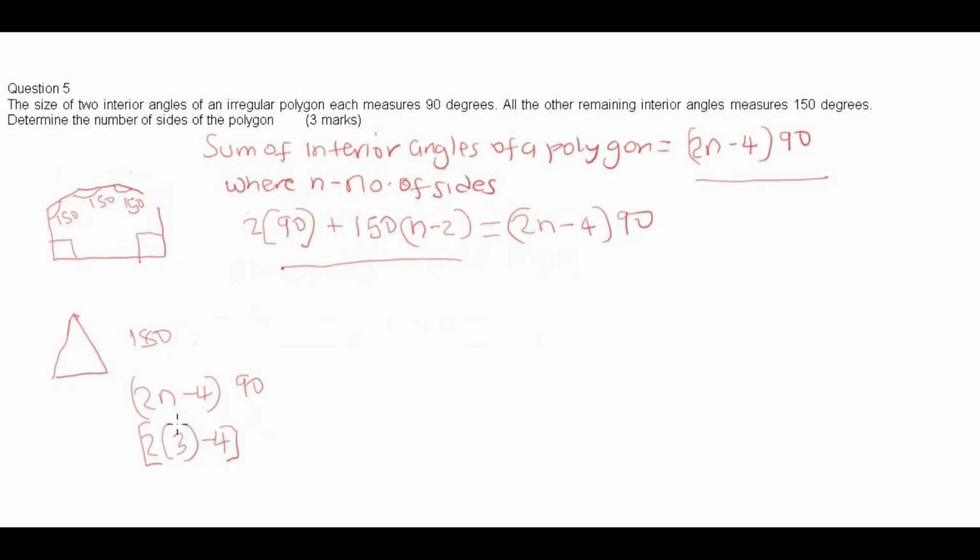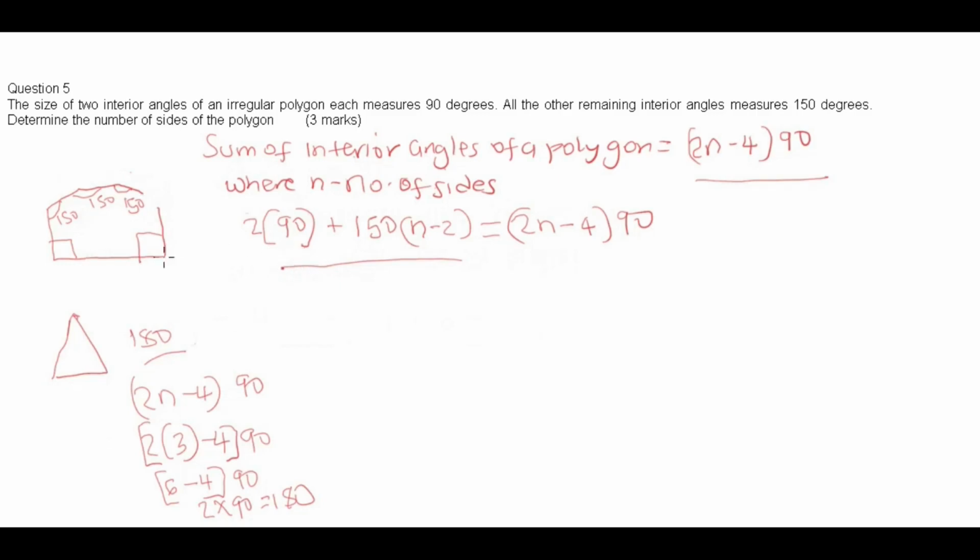So 2 times the number of sides, which is 3, minus 4, times 90. Opening the brackets, this is 6 minus 4 times 90. So 6 minus 4 is 2. 2 times 90 is 180. 180 was given here. So this is the formula for getting the sum of the interior angles, and that is what you have formed an equation with here.